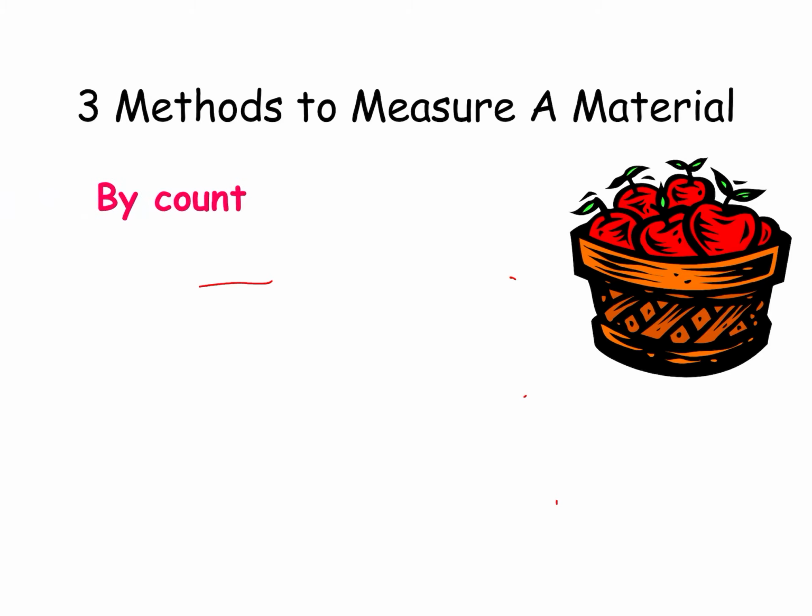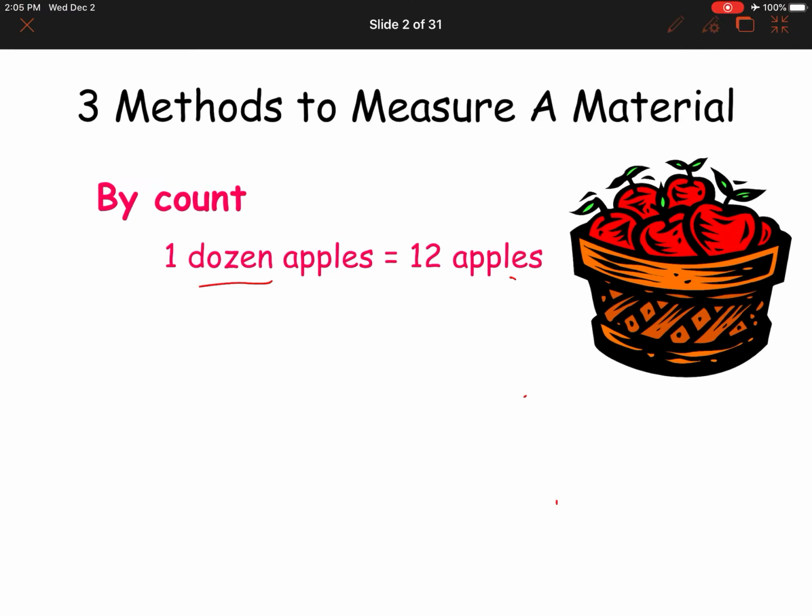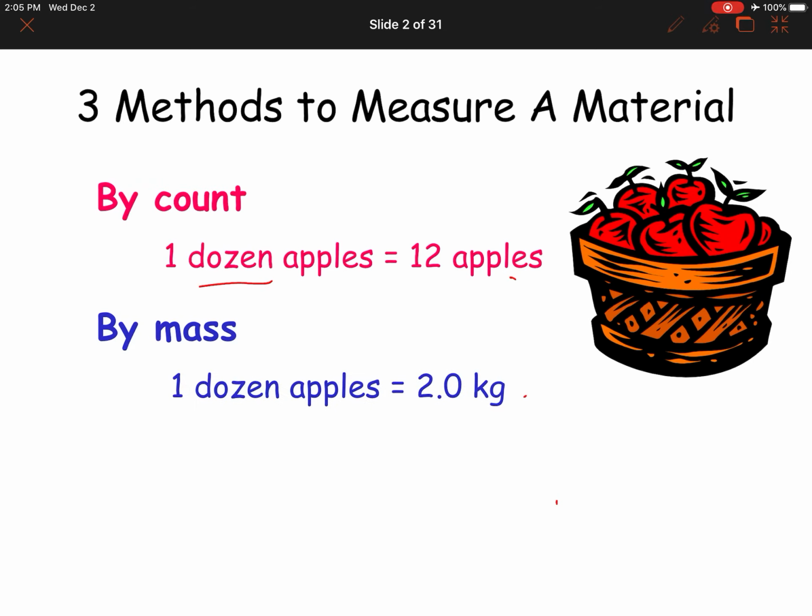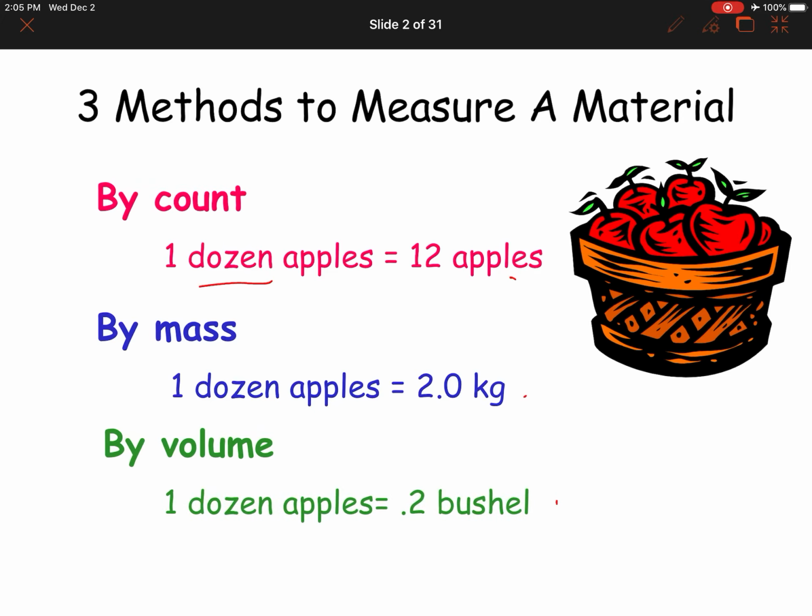You can measure something like a dozen apples means 12. But you can also take that dozen apples and figure out its mass, which would be about 2 kilograms. And you could also take those 12 apples and put them into a bushel and see it's 0.2 of a bushel. So the dozen can mean three different things. It can mean something that we count, something that we can measure by mass, and something that we can measure by volume.